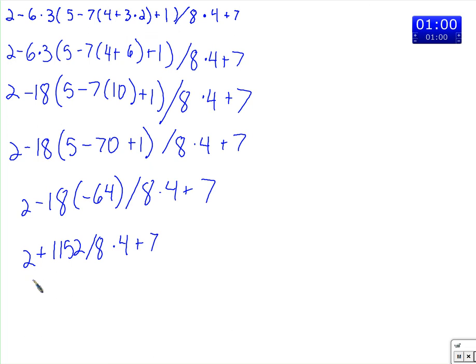All right, we've got still multiplication and division to do. We do the division before the multiplication because it's on the left. That's the agreement that we have. And what is 1,152 divided by 8?